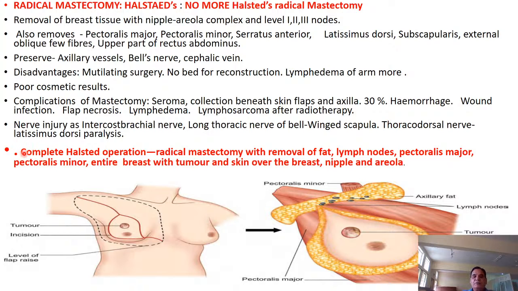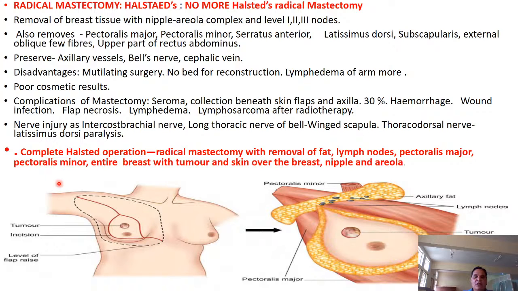This is a radical mastectomy with removal of fat, lymph nodes, pectoralis major, pectoralis minor, the entire breast with tumor and skin over the breast, nipple, axilla, areola. This is complete Halsted. And this is a graph.